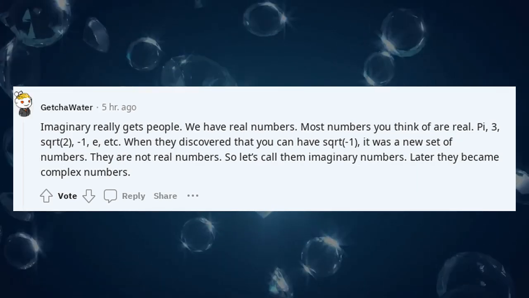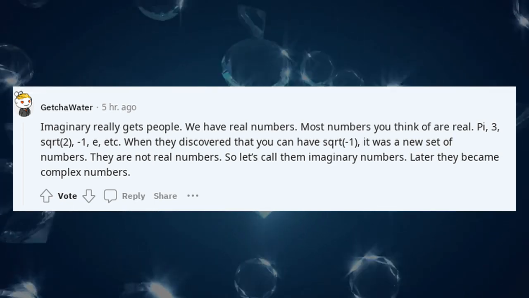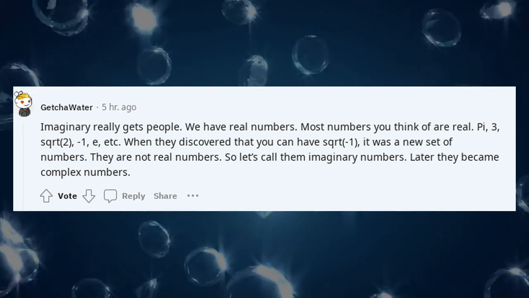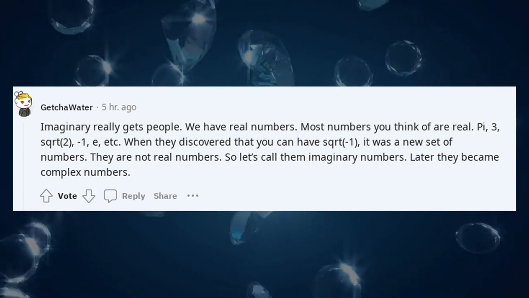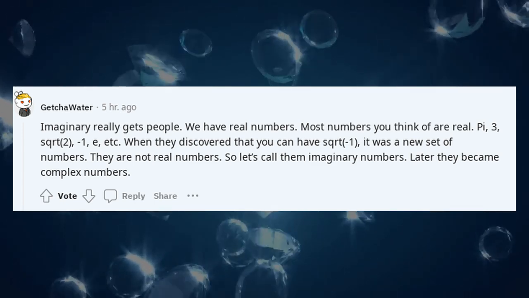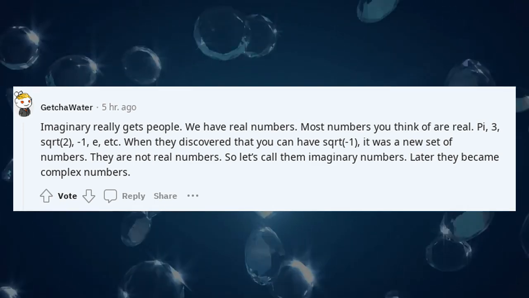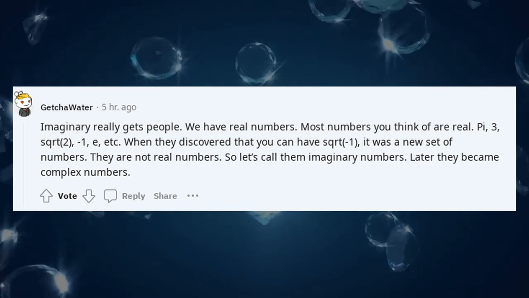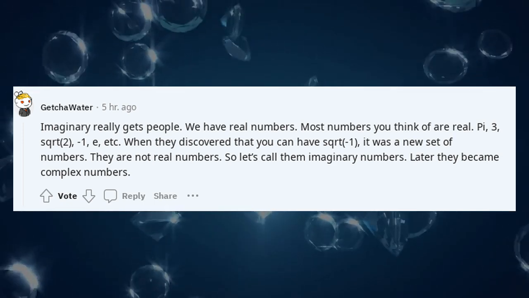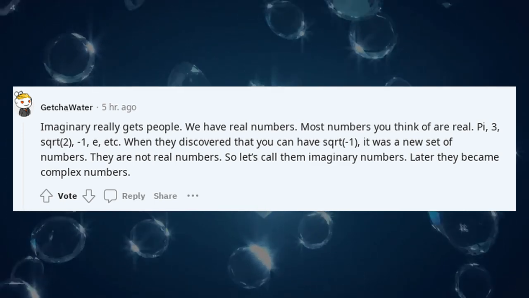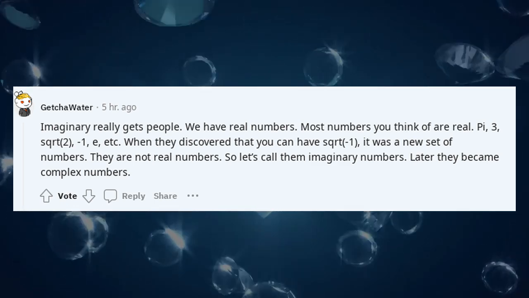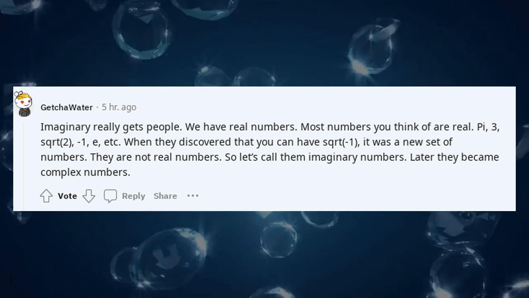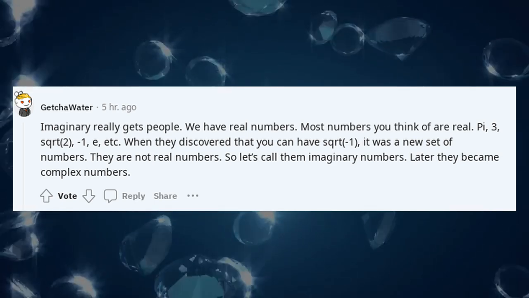Imaginary really gets people. We have real numbers. Most numbers you think of are real. Pi, 3, sqrt 2, 1, etc. When they discovered that you can have sqrt -1, it was a new set of numbers. They are not real numbers. So let's call them imaginary numbers. Later they became complex numbers.